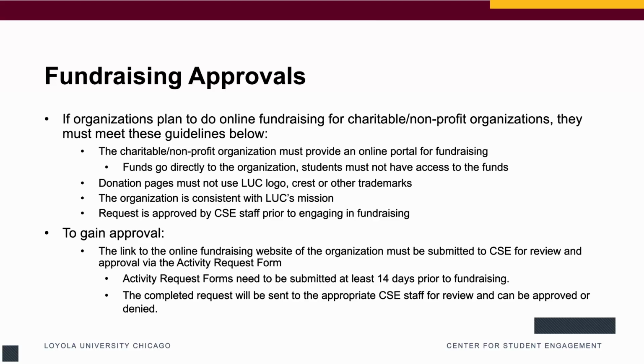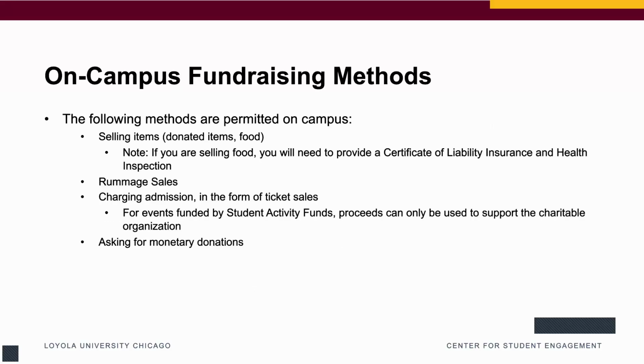So just one thing to note with getting approval, the link to the online fundraising website of the organization that you're doing the fundraising for must be submitted to CSE for review and approval via the activity request form. As a reminder, ARFs must be submitted at least 14 days prior to fundraising, and that completed request will be sent to the appropriate CSE staff member for review and can be approved or denied.